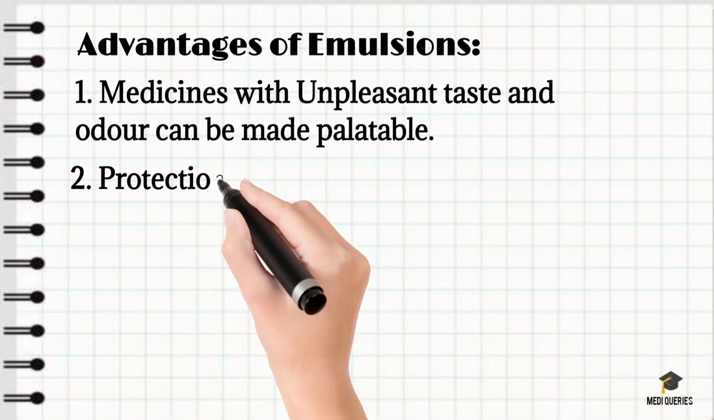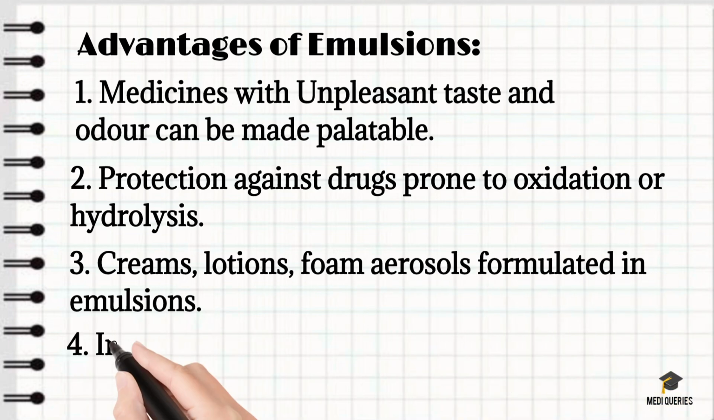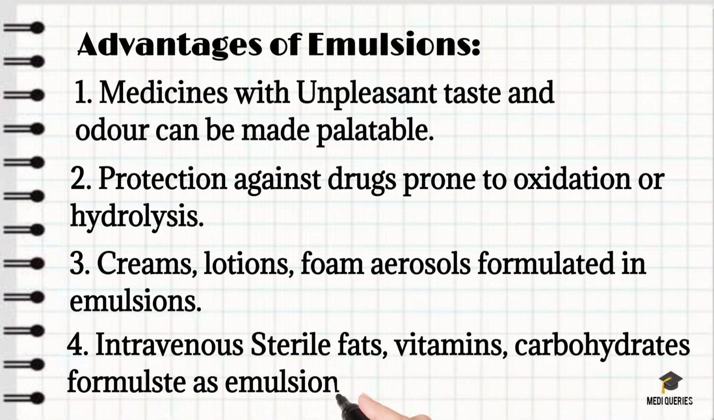Medicines having an unpleasant taste and odor can be made more palatable for oral administration in the form of an emulsion. Example, castor oil, cod liver oil, etc. The second advantage is emulsions provide protection for drugs which are prone to oxidation or hydrolysis. Various external preparations such as creams, lotions, foams, aerosols are formulated as emulsions. The sterile, stable intravenous emulsions containing fats, carbohydrates, and vitamins can be administered to patients who are unable to take them orally. At the same time, emulsions improve the absorption of oils when taken internally.